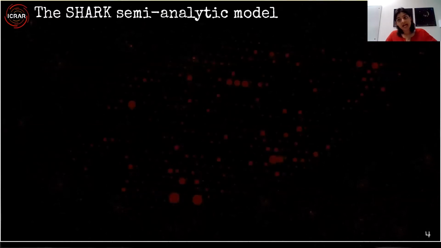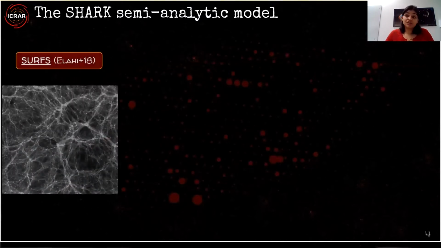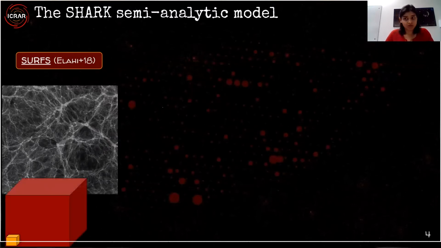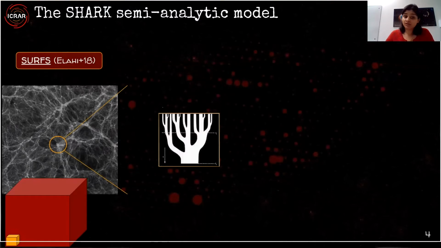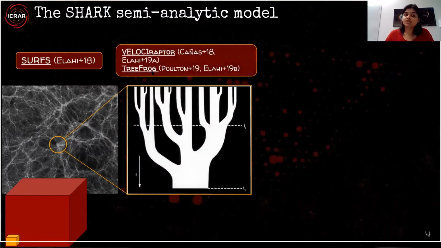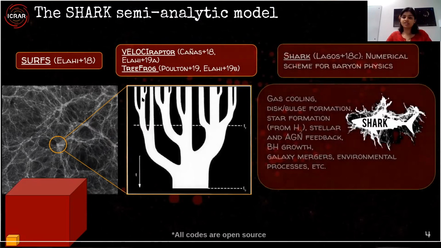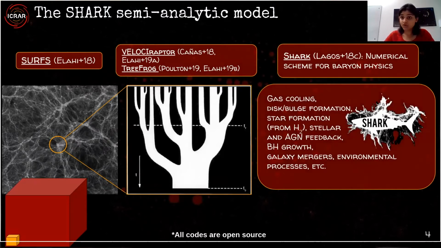So during my PhD, I have mostly worked with semi-analytic models. In particular, I have worked with the Shark semi-analytic model, which is an in-house ICRAR semi-analytic model. SAMs in a nutshell use a dark matter only simulation. In my case, I've used SURFS and I've used 2 resolution boxes: one that is a high resolution small volume box, and two that is a medium resolution larger volume box. Then we identify the halos using VELOCIraptor and track the merger trees using TreeFrog. Once we've identified these merger trees, we populate these halos with galaxies using Shark and various numerical schemes that are defined in Shark. So all in all, we come up with a synthetic sky.